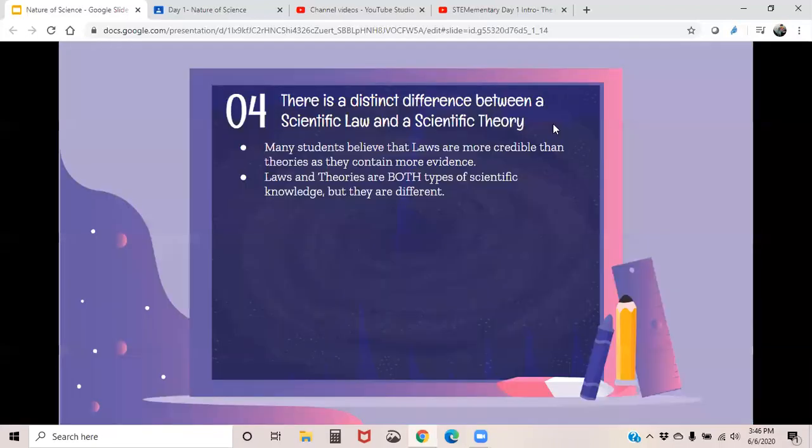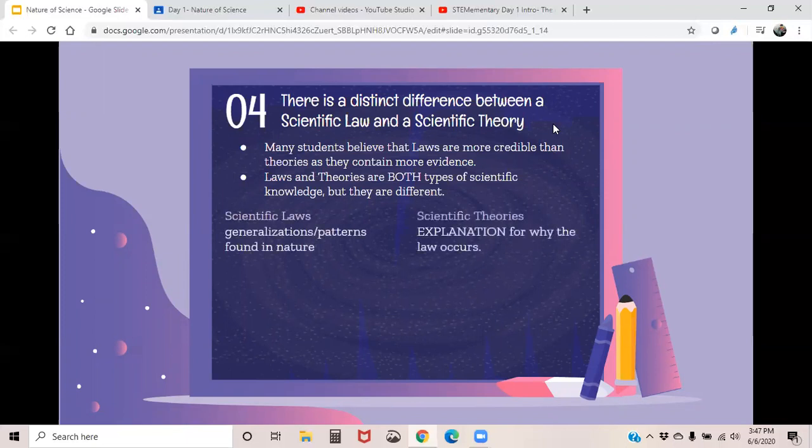Okay, let's move on to number 4 now. Number 4 is that there is a distinct difference between a scientific law and a scientific theory. In our next hour, we're actually going to demonstrate this one more clearly, but I'll just give you a little taste now. The big thing here with number 4 is that students often have this misconception that scientific theories become scientific laws, right? And that a scientific law is more believable than a scientific theory. That's actually very far from the truth.